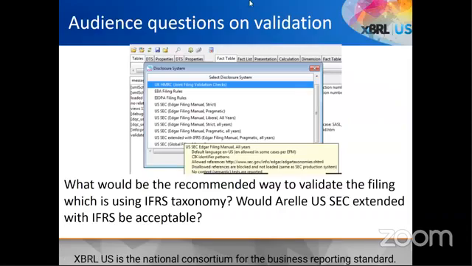And I believe there is something in there that's like SEC extended with IFRS, but I think that's a holdover from some project from a couple of years ago. That shouldn't be necessary, because our Edgar Taxonomy's XML file now includes the IFRS taxonomy. So you don't really need that other one.